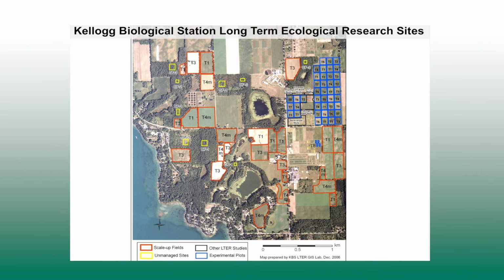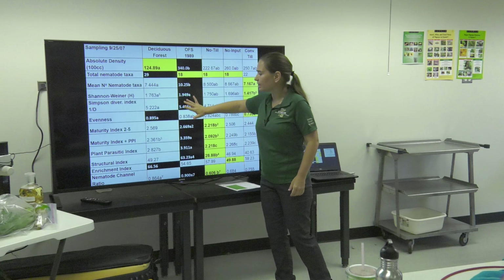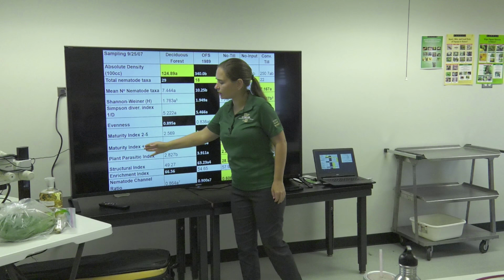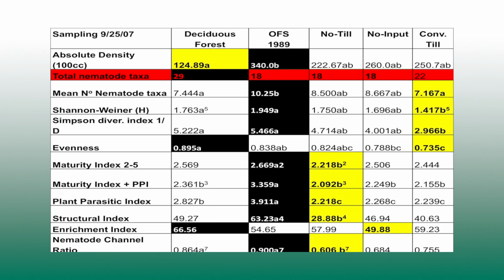Okay, so the results. The results are mainly, this is kind of complicated, but I'll explain. Black means the highest level, yellow means the lowest level. And these are generally measurements of diversity. This is absolute density, how many nematodes there were per sample. That's per cup of soil, okay? Per cup of soil. Total nematode taxa, how many different types of nematodes, okay?